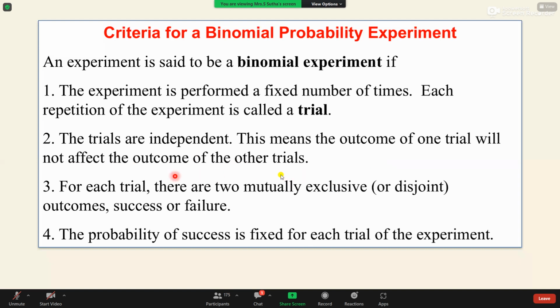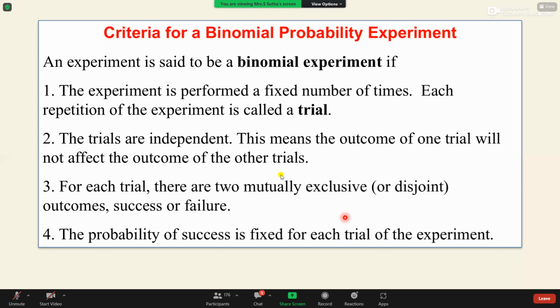Right? So for each trial, there are two mutually exclusive or disjoint outcomes. They are named as success or failure, right? So specifically, each and every trial has only two mutually exclusive outcomes. That means two outcomes cannot occur at the same time, and also they are disjoint outcomes. Same example, tossing a coin. There are two outcomes, head or tail. Right? These two outcomes, head and tail, cannot occur at the same time. So they are mutually exclusive.